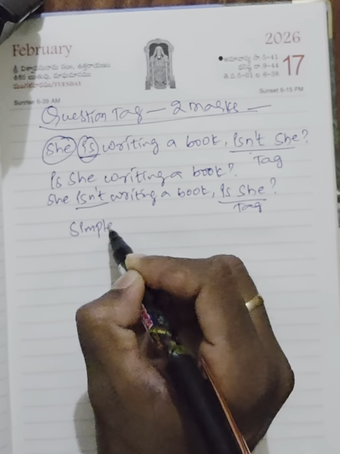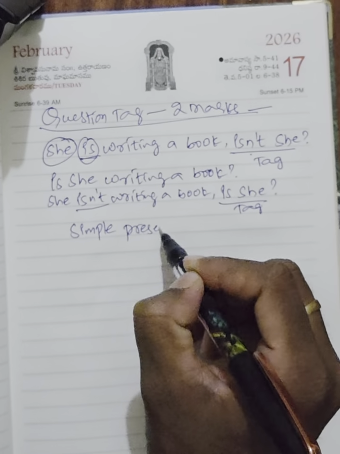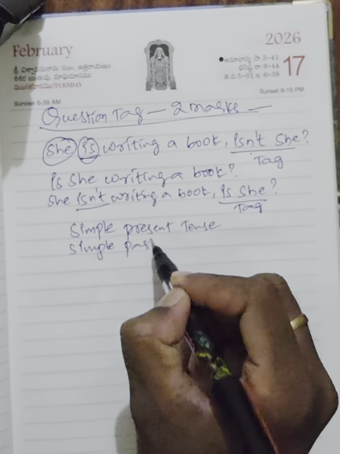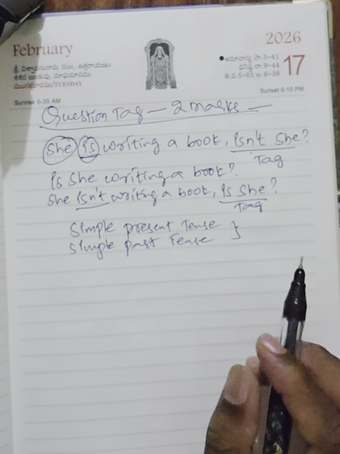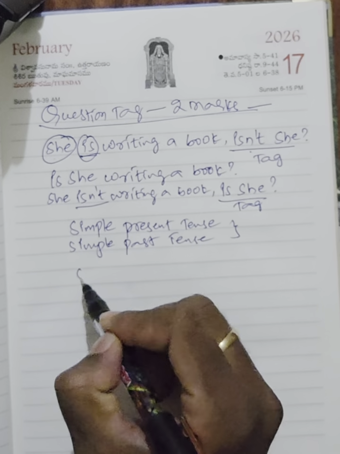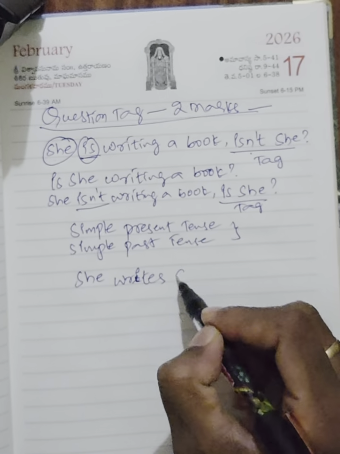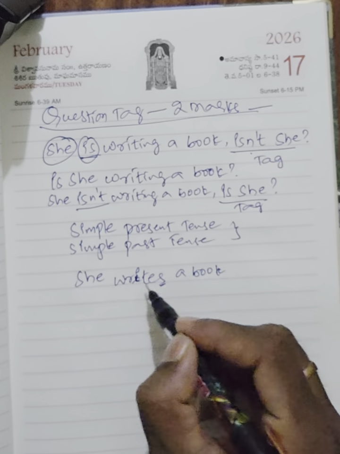Which kind of questions will most of the time come? I have analyzed previous year question papers, and it is the simple present tense and the simple past tense. In most of the previous exams, the questions came from these two tenses. For example, just like I told you, if I write the same sentence in simple present, it will become she writes a book. Why? Because the subject is singular, we add s to the verb.